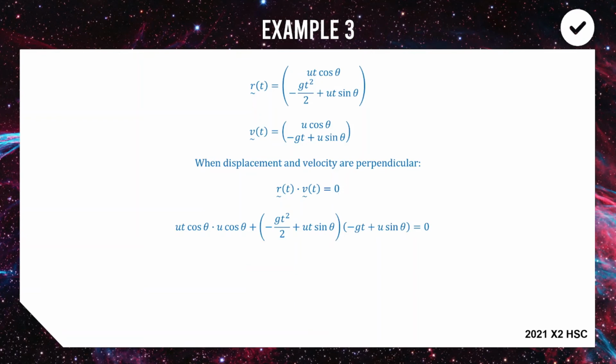All right, so evaluating our dot product, at the front we get u squared t cos squared theta. And then if we expand out all this mess very carefully, we end up with positive g squared t cubed over 2. We get negative g t squared on 2 times u sine theta just here. We get minus g u t squared sine theta in the middle. And then on the end, we're going to get u squared t sine squared theta.